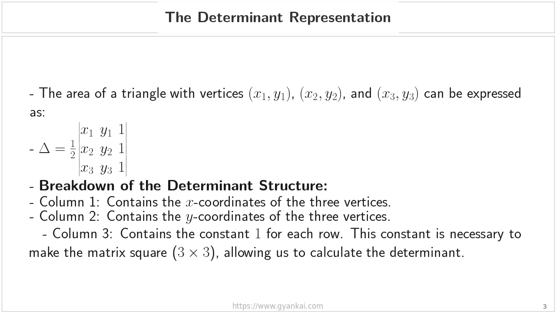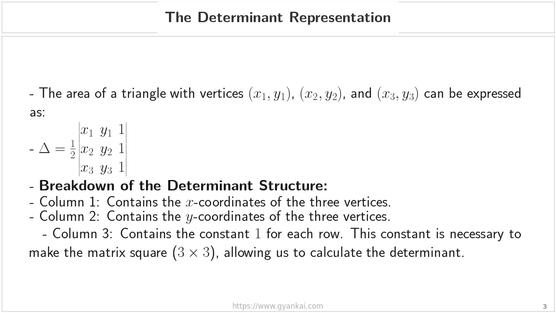First, look at the first column. This is where we place all of our x-coordinates from our 3 vertices. Moving to the second column, we list all of our y-coordinates. Finally, you'll notice the third column. This column simply contains the constant one for each row. This might seem a bit strange at first, but it is actually a crucial step. We add this column of ones to make the matrix a square 3x3 matrix. This is mathematically necessary because we can only calculate the determinant of a square matrix.